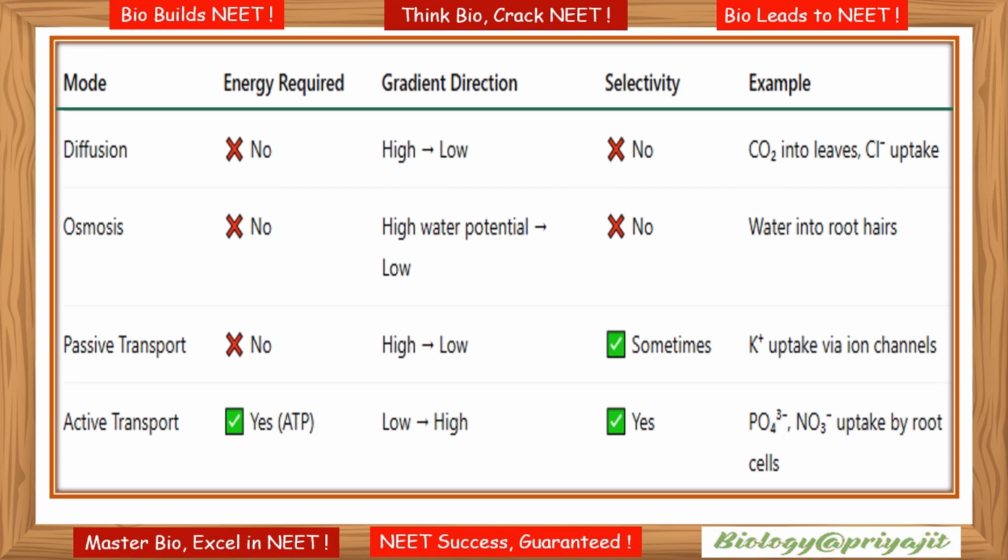So diffusion requires no energy. Its gradient direction is high to low. There is no selectivity. Example: carbon dioxide comes into the leaves, and chloride uptake is an example of diffusion.